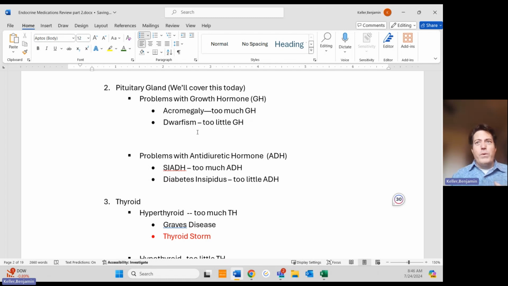With growth hormone, we see acromegaly, and you can think about it like acrobat. That's kind of somebody who's tall. Acro means high. That's what an acrobat is, somebody who's working on a high wire. Mega means big, and so that's too much growth hormone. And dwarfism, and you can think of Snow White and the seven dwarfs, somebody who's short.